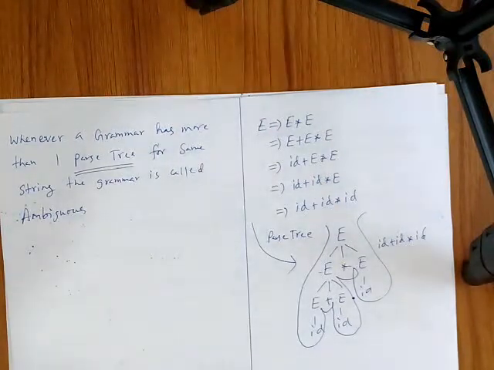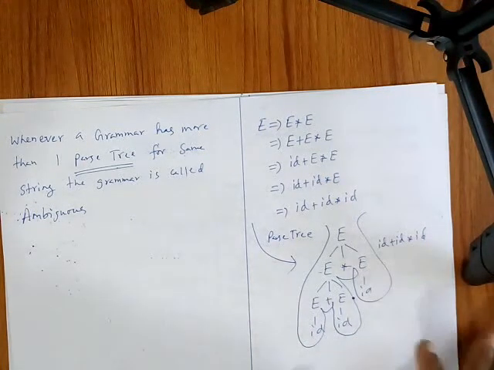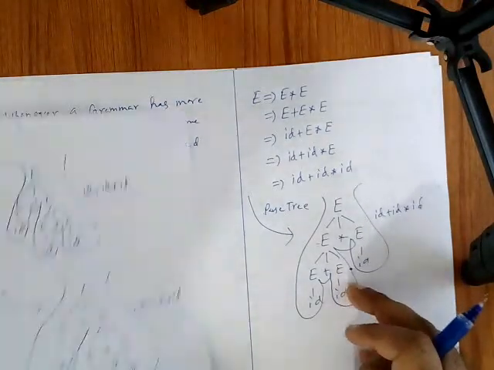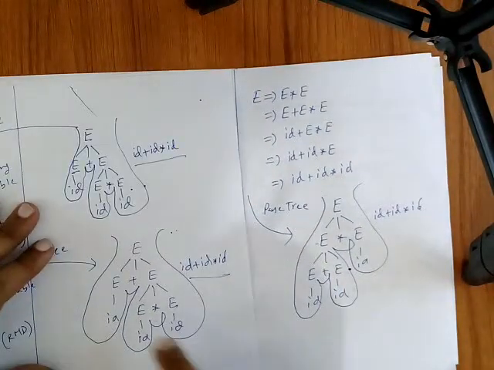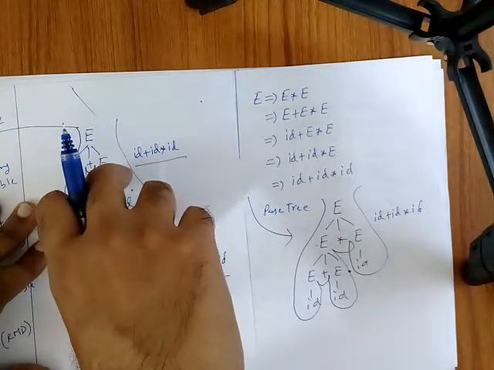Please don't say, sir, I have this RMD and I have this LMD, that's why the grammar is ambiguous. That is not true. You have to come up with different parse trees. Remember, in this case we get two different parse trees, but the same tree for LMD and RMD.